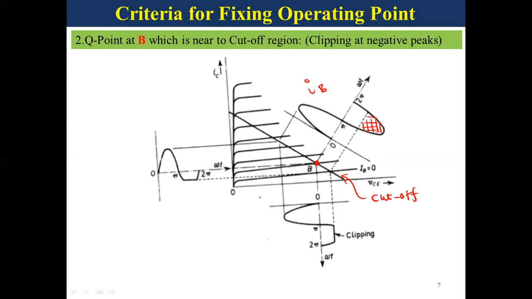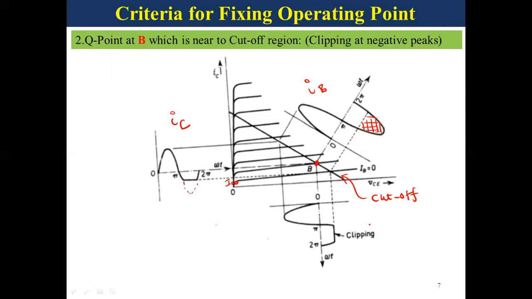So in cutoff region, the current is equal to 0, or very, very small. That's why there is a negative clipping in IC. If you project all these lines onto the y-axis, we get IC, and this negative peak is clipped out. So for this portion of the input, even though our IB changes, our IC remains constant at IC naught. So that's why we are getting a negative clipping.